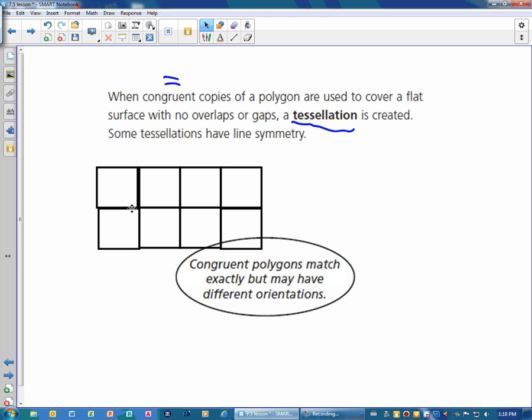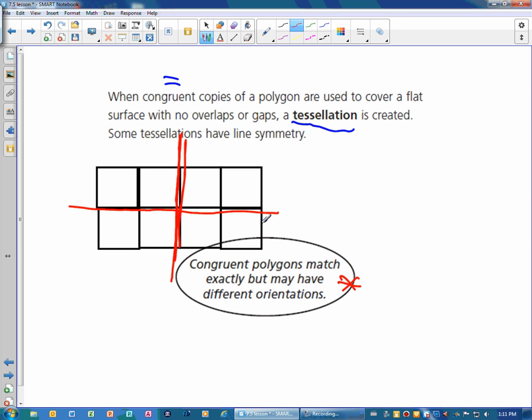It says some tessellations have line symmetry. Line symmetry means that if you draw a line through the center, it's exactly the same on both sides. So I have line symmetry because this side's exactly the same as that. And the way that I think of it is if I had to fold this in half, if this were on a piece of paper and I had to fold this down the middle, this would exactly cover this. Or you could say I have a line of symmetry here, because if I folded this onto that, it would exactly cover it.